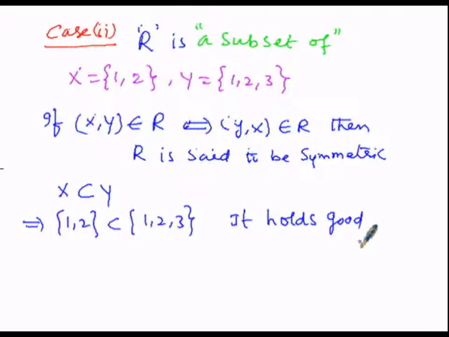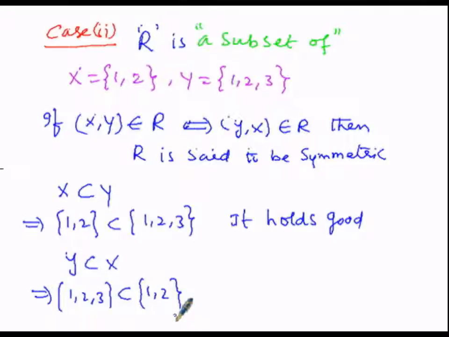Then in the second case, y comma x, the relation is a subset of. Here y is a subset of x, that implies the elements of y, 1 comma 2 comma 3, is a subset of the elements of x, 1 comma 2. So here the elements of y are not all in the second set, because 3 is not occurring in the second set, only 1 and 2 are occurring. Therefore y is not a subset, so it does not hold good.